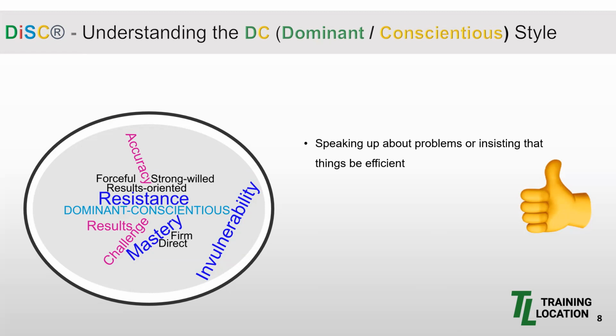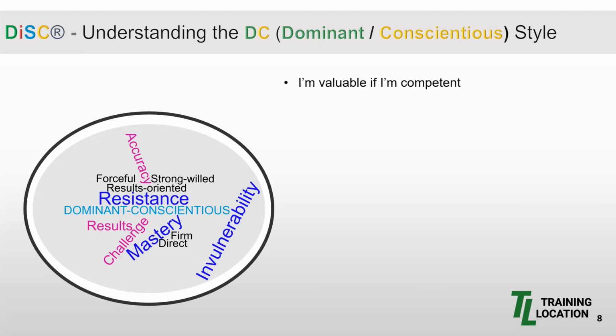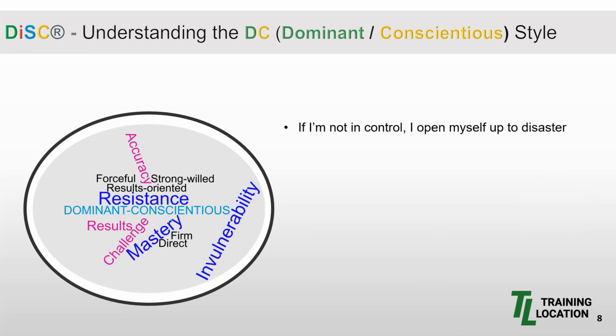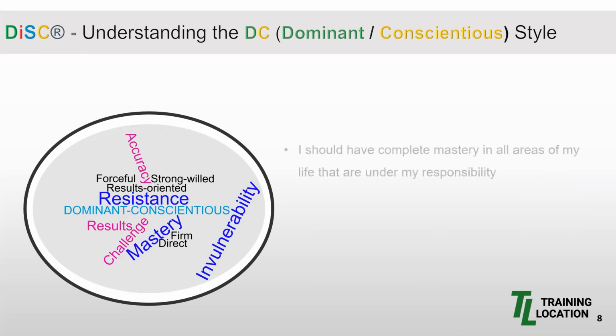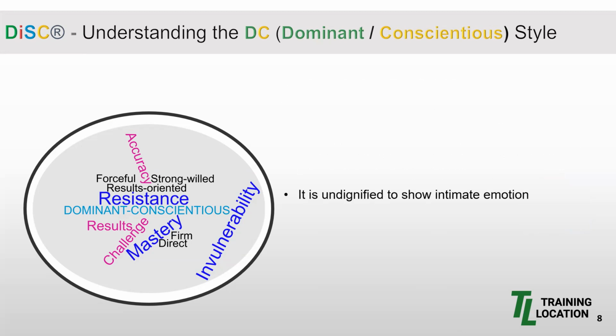Now, let's consider some of the assumptions operating within people that have the DC style. If you're DC, see which one of these fit for you. I'm valuable if I'm competent. I should always be self-sufficient. If I'm not in control, I open myself up to disaster. I should have complete mastery in all areas of my life that are under my responsibility. And last, it is undignified to show intimate emotions.